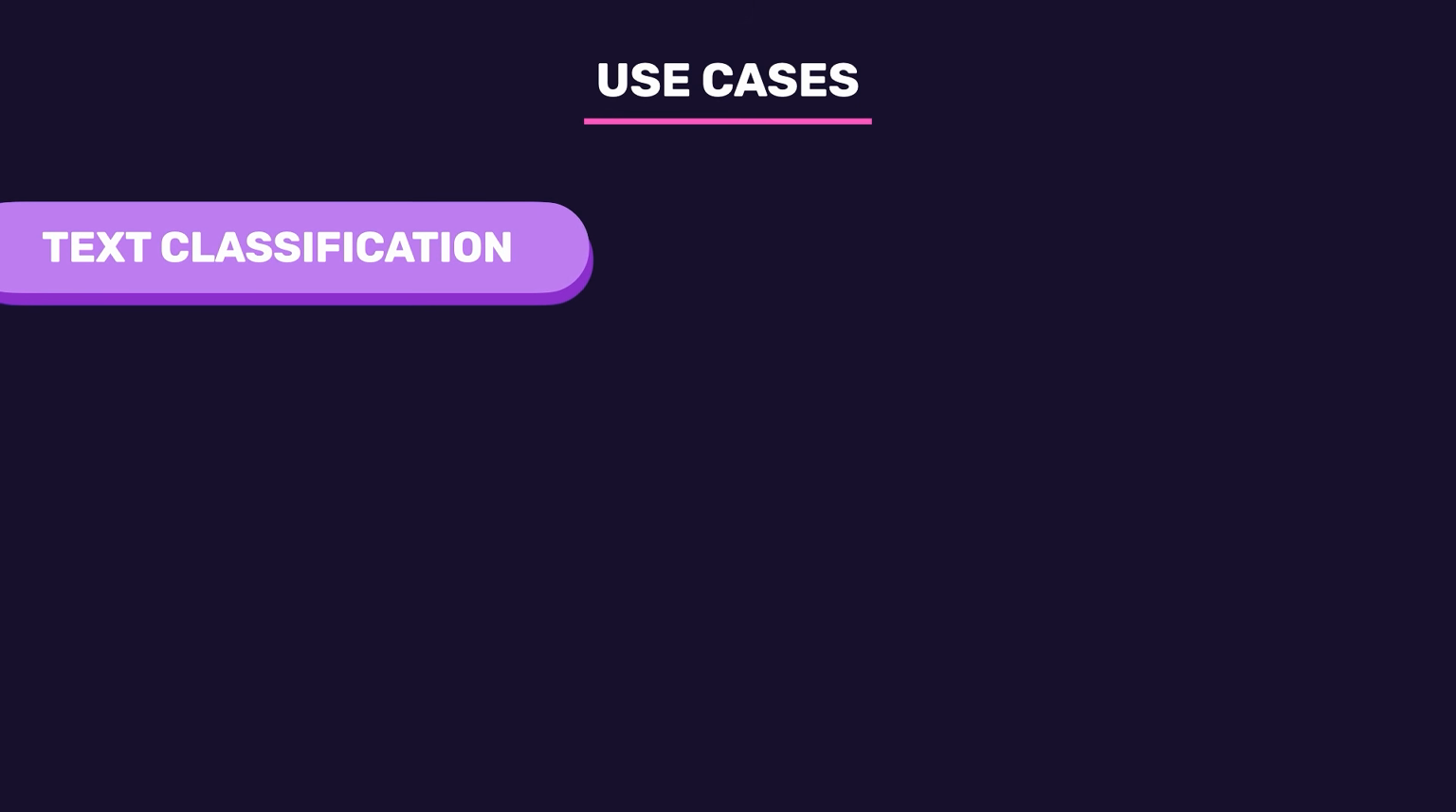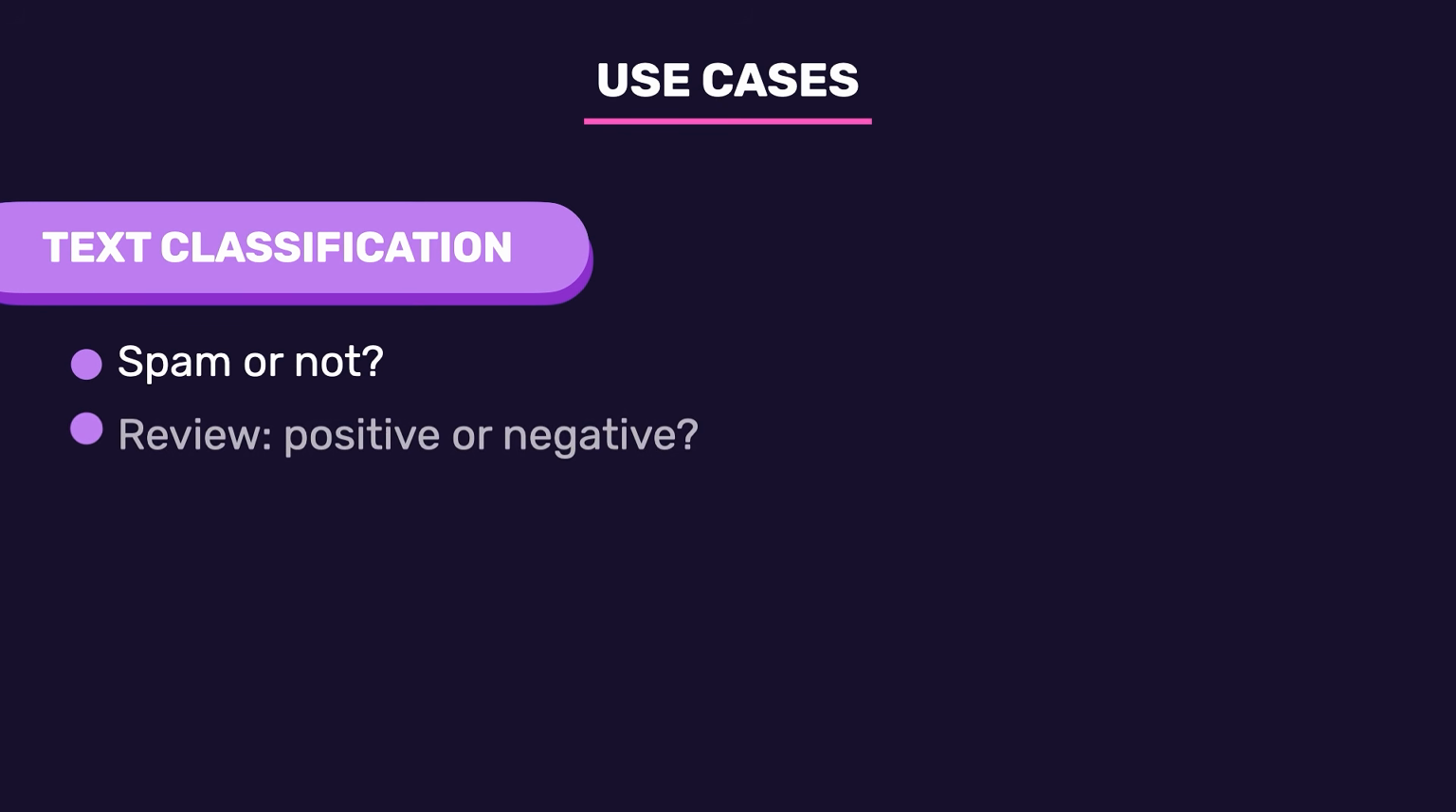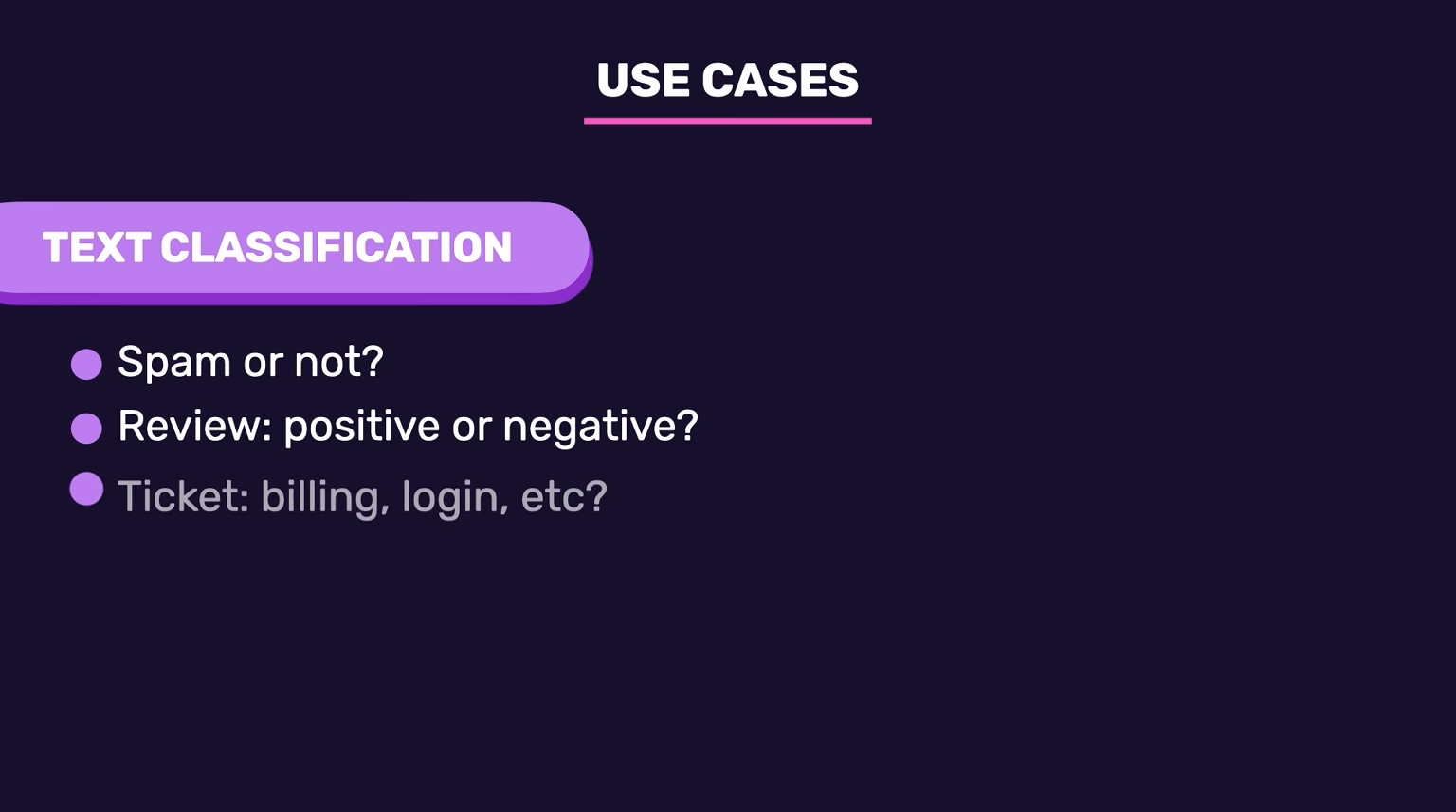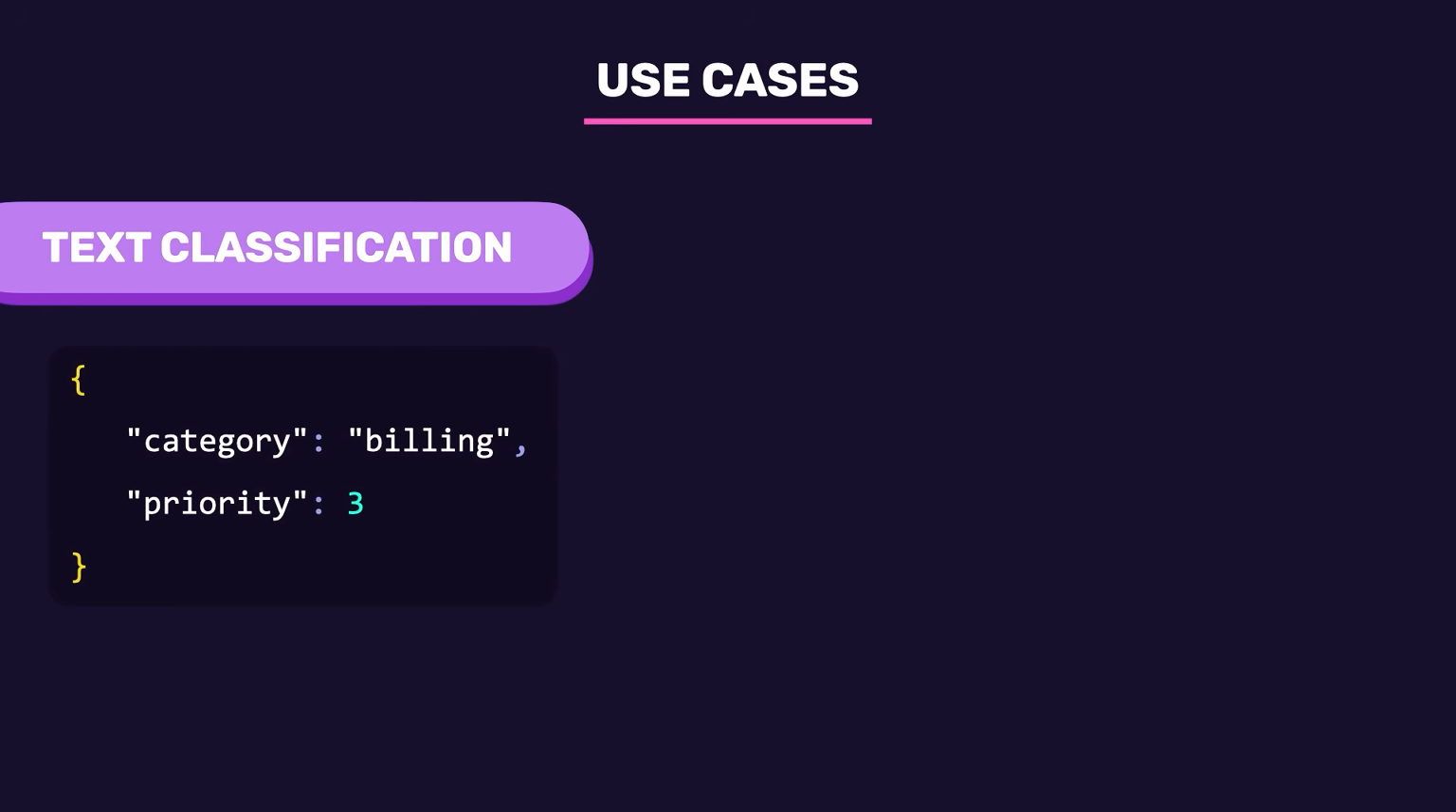Another common use case is text classification. We can use a model to categorize input. For example, is this spam or not? Is this review positive or negative? Is this support ticket about billing, login, or cancellation? We can ask LLMs to generate responses as JSON objects like this. That means our backend can easily parse the response, store it, and make decisions based on it.